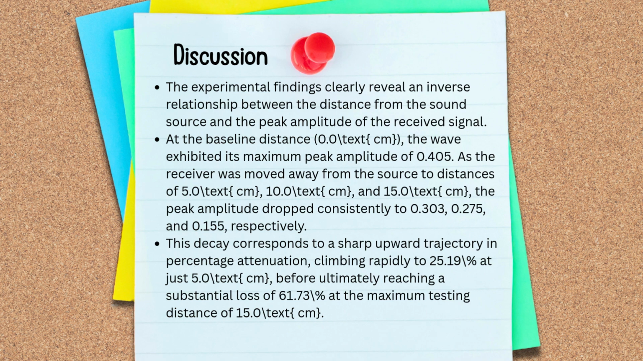Moving into the discussion, the data clearly reveals a definitive inverse relationship between distance and peak amplitude. To break this down physically, as we move away from our baseline maximum of 0.405, the peak amplitude dropped consistently at every single marker down to 0.155 at our furthest point. This tells us that signal attenuation has a very sharp upward trajectory early on, climbing rapidly to a 25.19% loss in just the first 5 cm, before ultimately scaling up to a substantial 61.73% loss at 15 cm. This rapid decay happens because the sound energy is forced to spread out across a much larger geometric area as it travels outward from the tablet speaker.